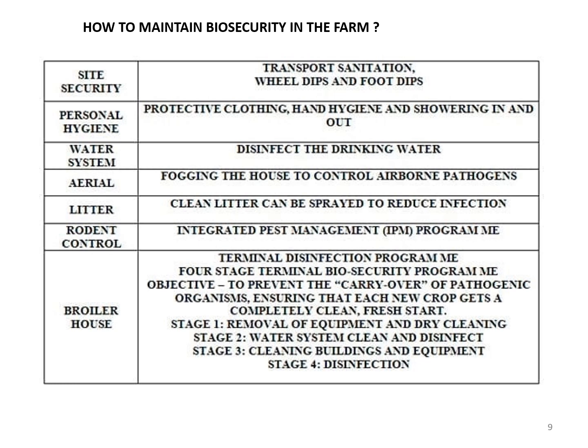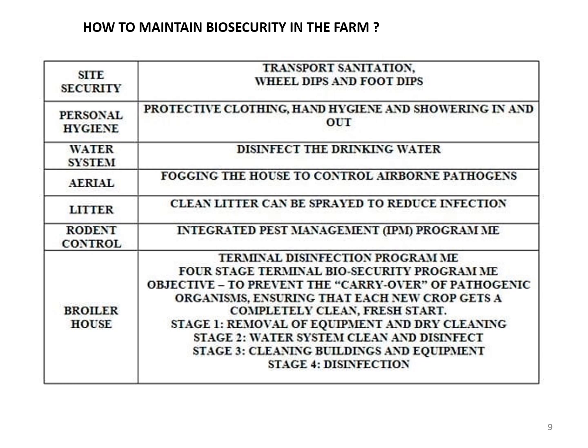How to maintain biosecurity on the farm? Number one comes site security. The farm should have wheel dips and foot dips. Then personal hygiene for the visitors and the workers. They should have protective clothing. They have to look after hand hygiene with soap and showering facilities. Water system: disinfection of the drinking water. Aerial: fogging the house to control airborne pathogens. Litter: clean litter can be sprayed to reduce the infection.